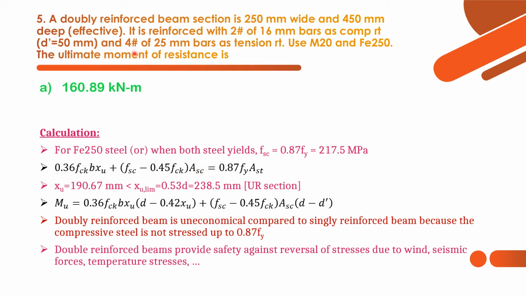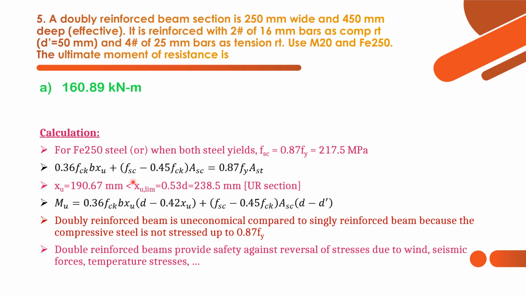What is ASC? They have mentioned two numbers of 16 mm bars as compression reinforcement, that is nothing but 2 into pi by 4 into 16 square, that is the ASC value, and 0.87 into Fy here is 250 into AST. What is AST? Area of tension reinforcement. They have mentioned four numbers of 25 mm bars, so that means 4 into pi by 4 into 25 square. So upon substituting all the parameters here, we can get the answer for XU as 190.67 mm.